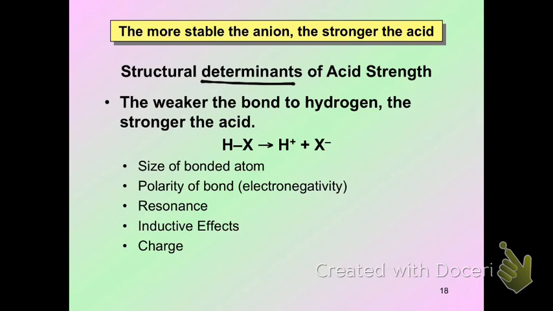These are some of the things that we're going to be looking at. Size of the bonded atom. How polar the bond is, that's also important. And then we'll go through these things one at a time. Resonance. You guys remember resonance where the bond moves around? So we'll review a little bit of resonance as we go through this.